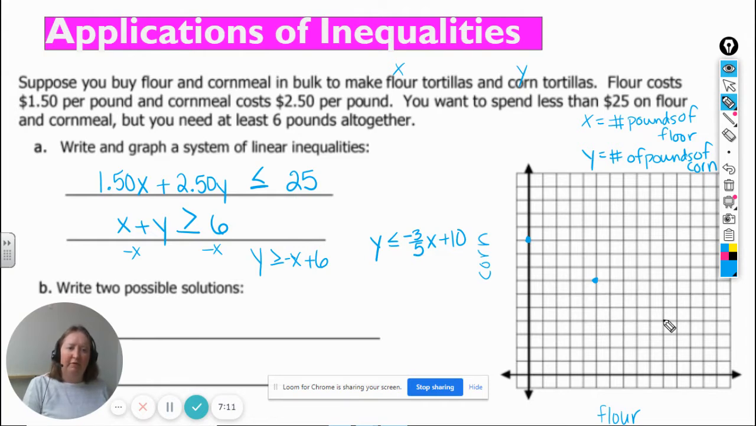2, 3, 4, 5. Down 3 over 5. 1, 2, 3, 4, 5. Okay, that looks pretty good. It has a line under it, so I can make this a solid line. Drawing a solid line.